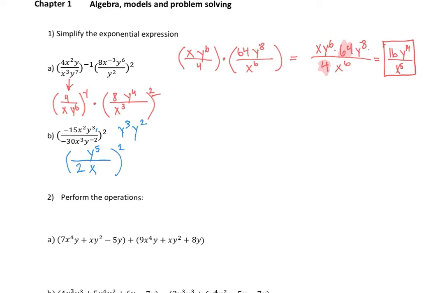So we simplify inside the parentheses first, and then let's distribute that exponent through. So y to the 5th to the 2nd power is y to the 10th. 2 to the 2nd power is 4. And x to the 1st to the 2nd power is x squared. All right, so that is simplifying exponential expressions.